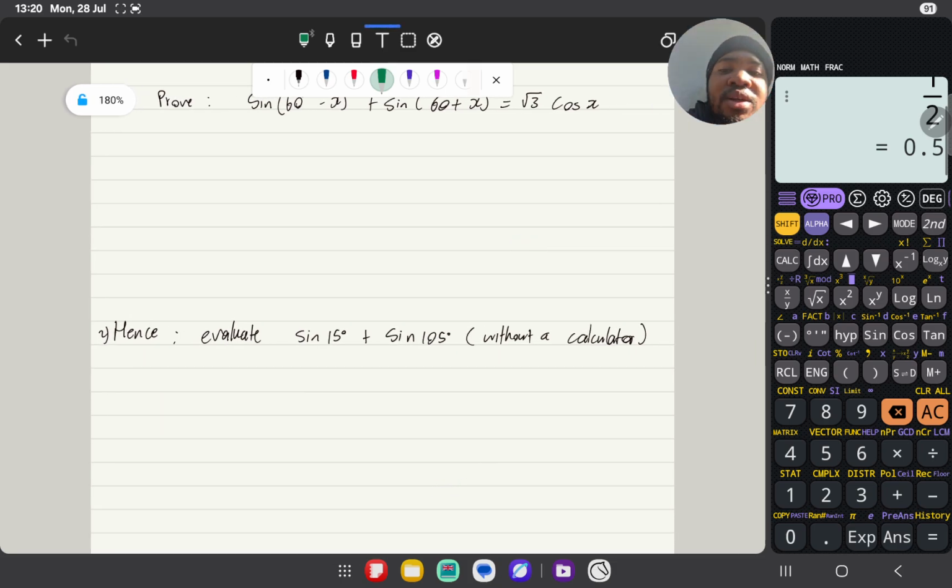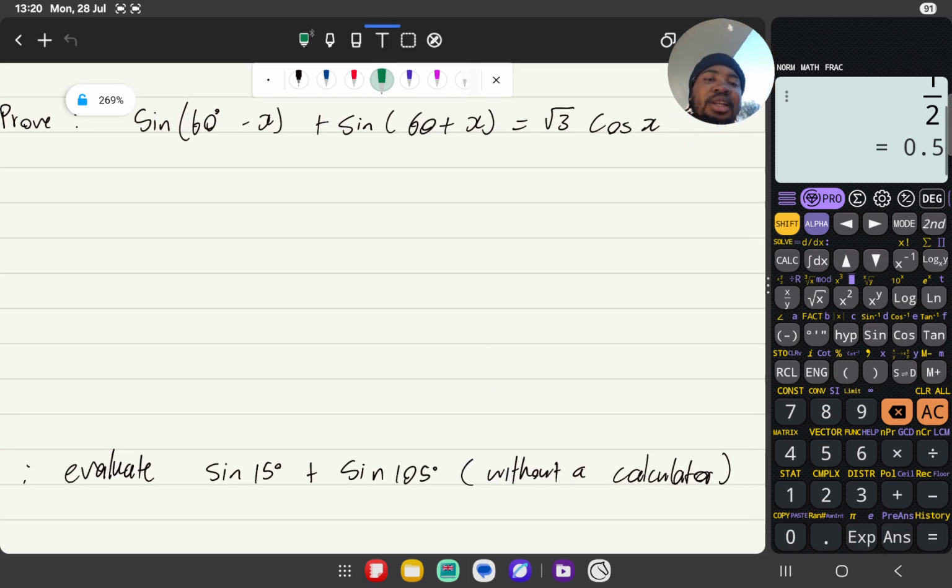Let's do a couple of proofs here for these. Let's do a workout on these ones. So basically we are just proving these identities using compound angles.